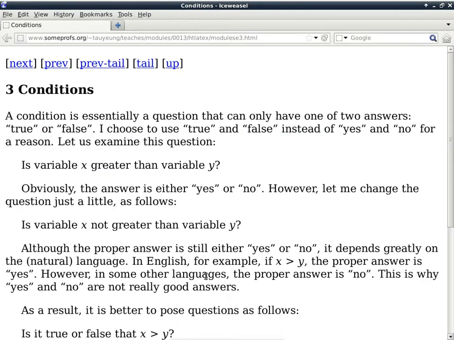All right, so we'll talk about conditions first. A condition is essentially a question that can only have one of two answers. It's either true or false. My daughter and my son are picking that up too. They like to give me answers that are not yes or no, sort of.